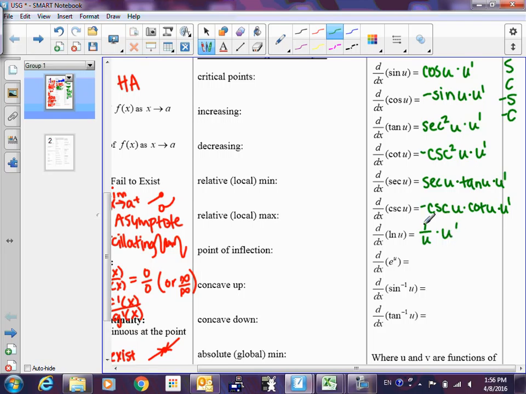Could I put that u prime on the top? Yes, of course. E is for easy, so what's the derivative of e to the u? E to the u times u prime. And we saw that on the one we went over a little bit ago.